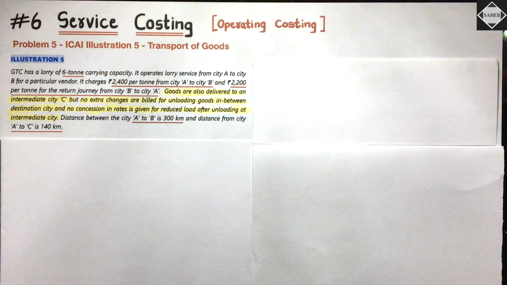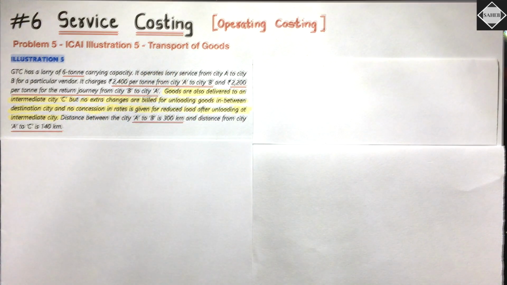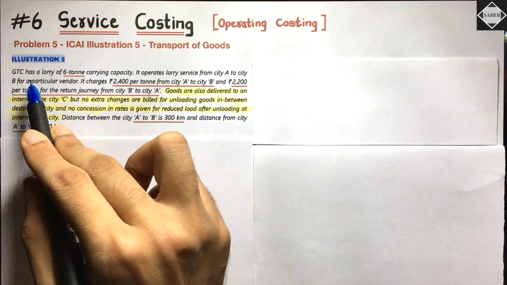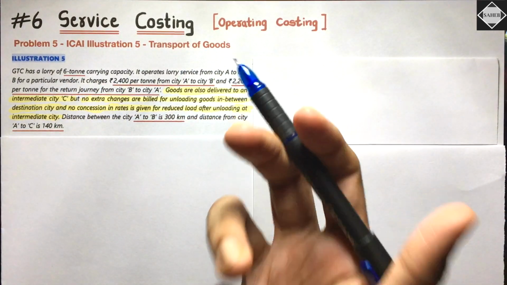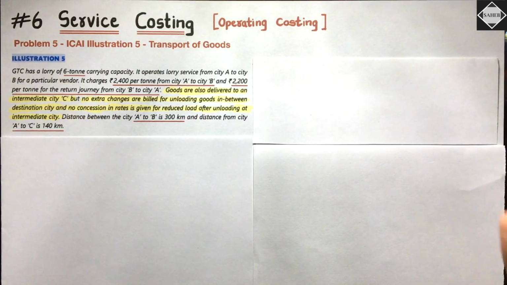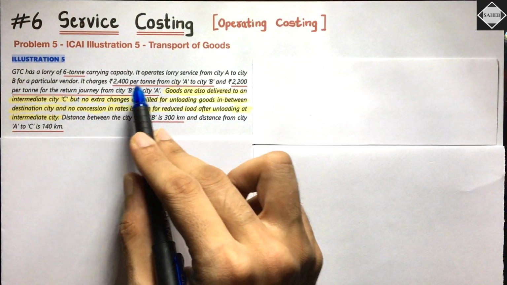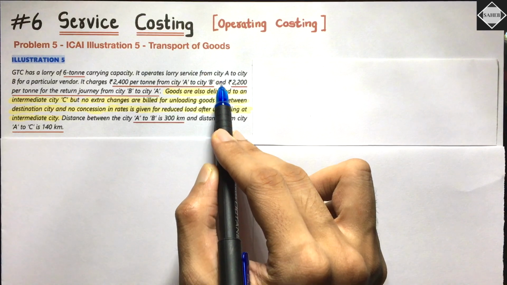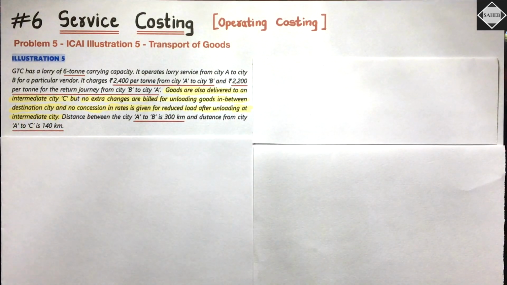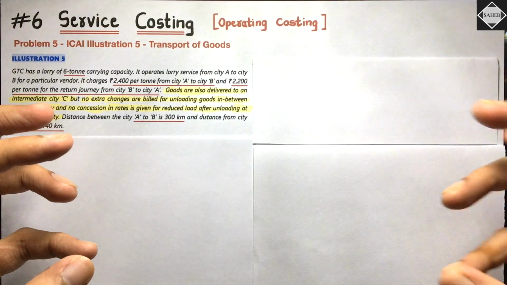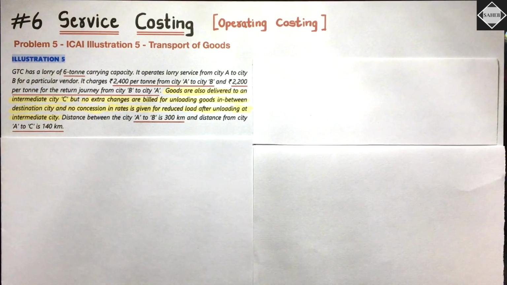Now in this video, as I said, we have to do a full-fledged question of transport of goods and understand how to solve this practically. Let's just read the question and analyze now. See here, GTC has a lorry of 6 ton carrying capacity. We have a truck, and we can transport 6 tons normally. Then they are saying it operates lorry service from city A to city B for a particular vendor. So we are transporting goods for a particular vendor, taking his goods from city A to city B, and the return can also happen.